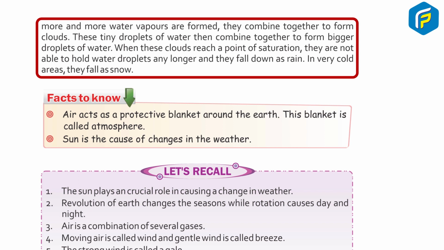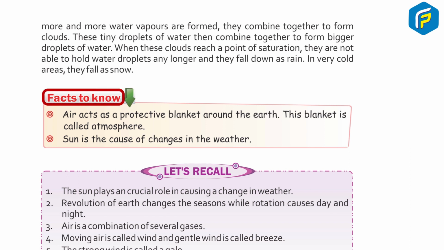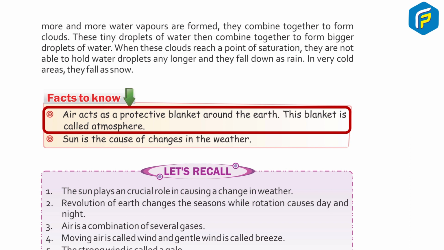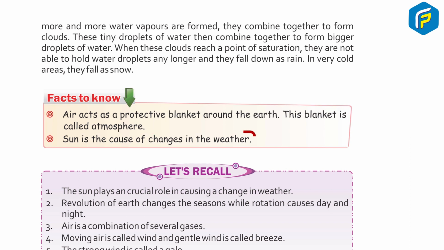These tiny droplets of water then combine together to form bigger droplets of water. When these clouds reach a point of saturation, they are not able to hold water droplets any longer and they fall down as rain. In very cold areas, they fall as snow. Facts to know: air acts as a protective blanket around the earth. This blanket is called atmosphere. Sun is the cause of changes in the weather.